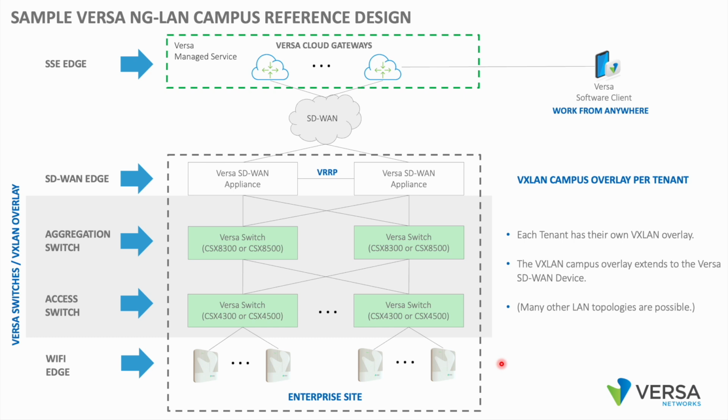This is looking at a sample campus reference design, so we have third-party Wi-Fi access solution. Versa has not yet brought our Wi-Fi solution to market. We then have edge switches, aggregation switches. Every site has Versa SD-WAN appliances for routing, SD-WAN, and firewall. And then we may have the Versa SSE solution as our secure work from anywhere, cloud, firewall, CASB, DLP solution.